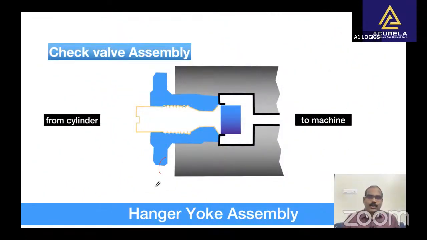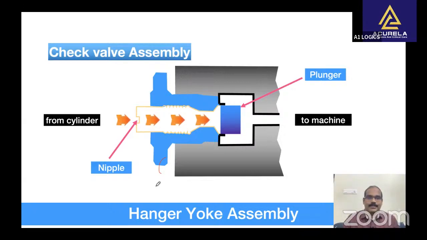Let us have a closer look at how the check valve assembly functions. Please identify the nipple through which the gas enters the machine. Next, identify the plunger that slides away from the side where the pressure is greater. When cylinder pressure exceeds the machine pressure, the plunger moves to the right and gas flows into the machine. Here is how it happens. You can see the plunger moving back and the gas moves into the machine.